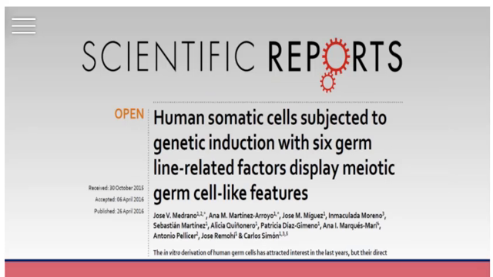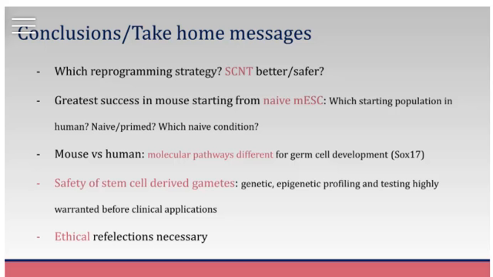I will skip this paper from Carlos Simon. So, conclusions, take-home messages. Which technique will be better? The cloning or the iPS cells? Should we start from the naive ones, or maybe the primed ones will still be better? So, this is still under investigation. And the naive ones, you have plenty of naive conditions. Which one should we use?